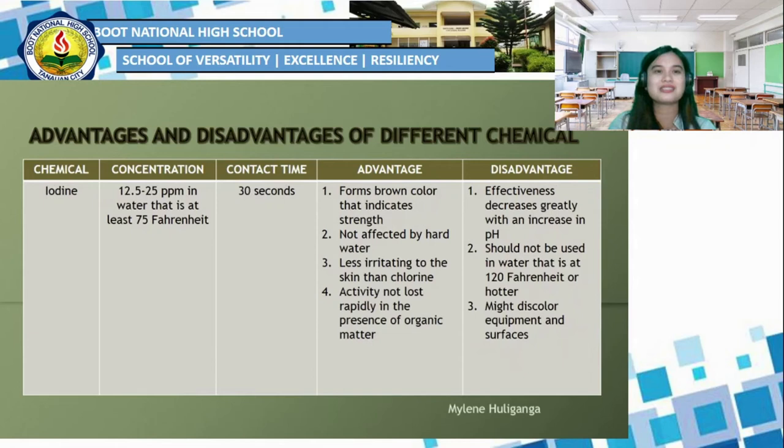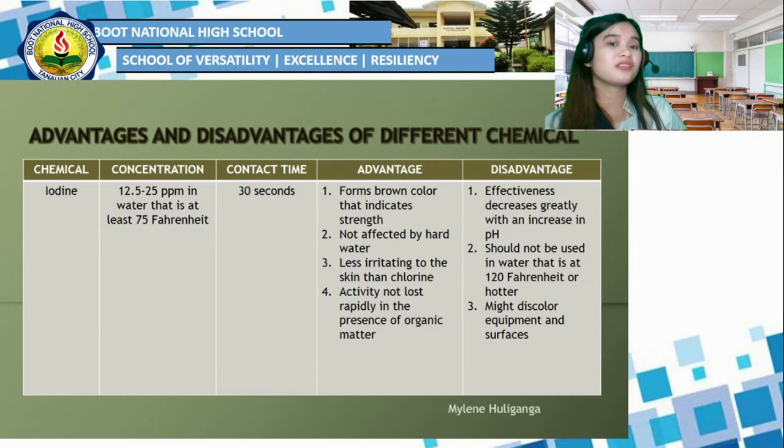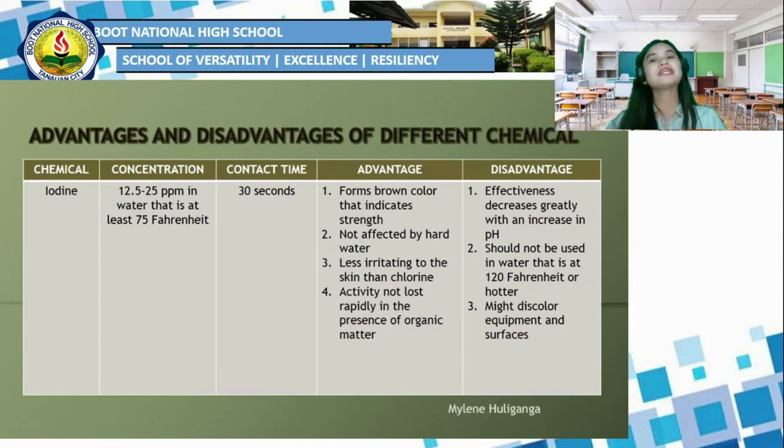Next, let's have the iodine. Its contact time is 30 seconds. It forms brown color that indicates strength. Not affected by hard water. Less irritating to skin than chlorine. Activity not lost rapidly in the presence of organic matter. Its disadvantage: effectiveness decreases greatly with an increase in pH. Should not be used in water that is at 120 Fahrenheit or hotter. And might discolor equipment and surfaces.